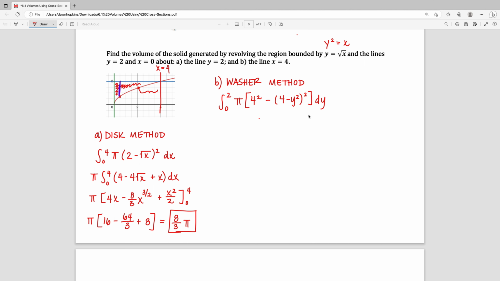So what we're going to do next, take care of this. Bring the pi in front. So I'm going to look at the integral from 0 to 2 of 16 minus, in parentheses, 16 minus 8y squared plus y to the 4th dy. 16 minus 16 cancels. The negative makes that negative 8y squared a positive 8y squared. And then it makes it a negative y to the 4th.